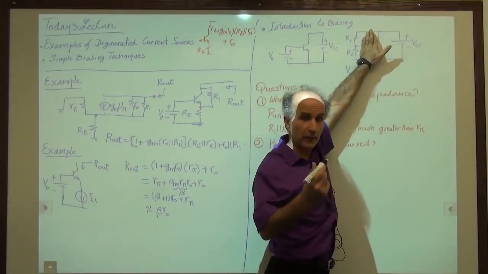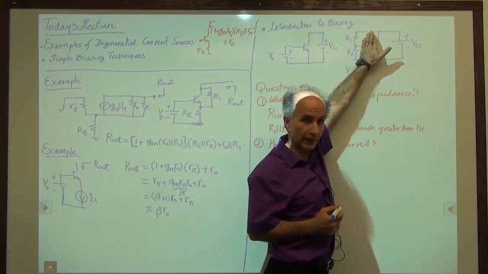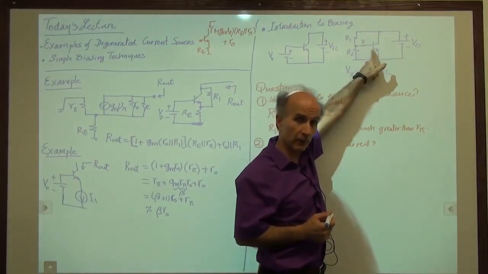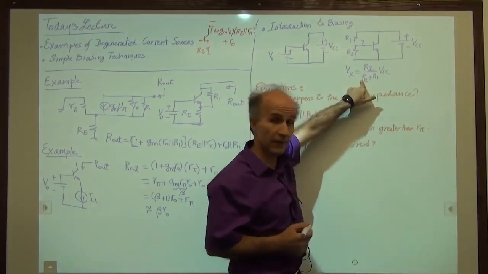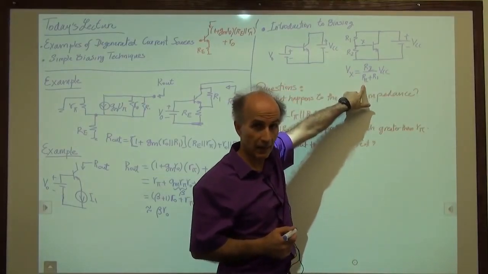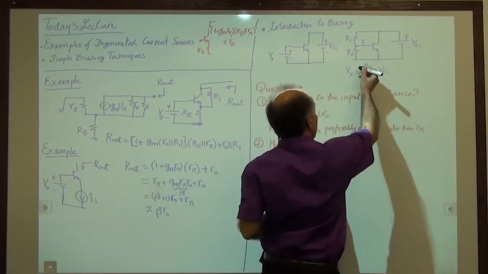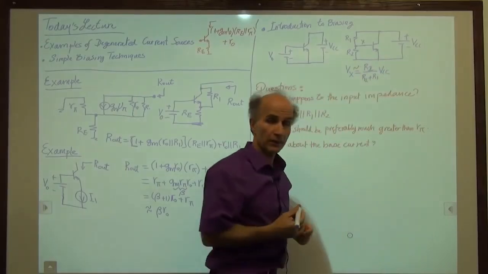So this equation is based on all the current of R1 flowing through R2. That's our good old voltage divider. But this is not the case, because we have some current flowing through the base. So this equation is actually not exact. This is an approximation. So let's go back and place an approximation here.